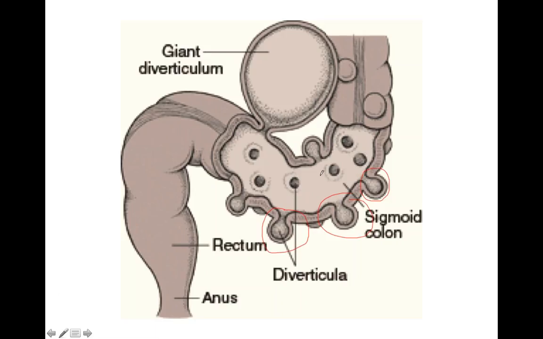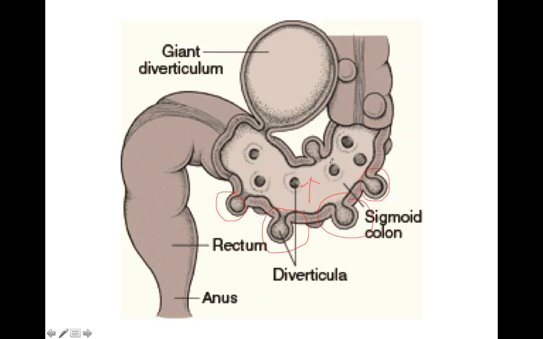Wherever there is weakness, because the patient is chronically constipated and has a problem with bowel movement, it will increase intraluminal pressure. So there will be herniation of the mucosa and submucosa, causing these diverticuli, which are false diverticuli.